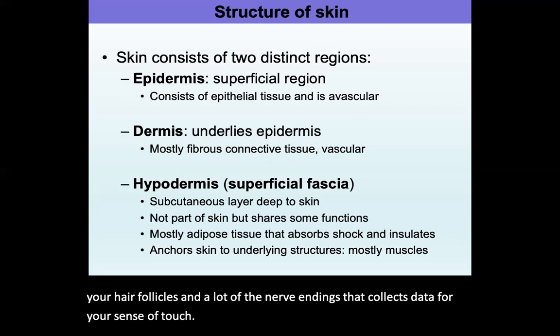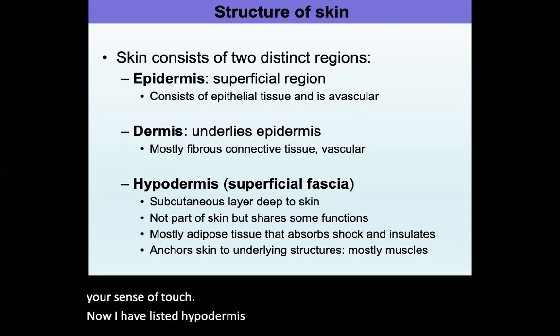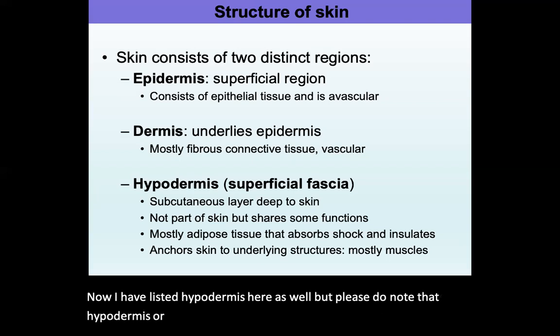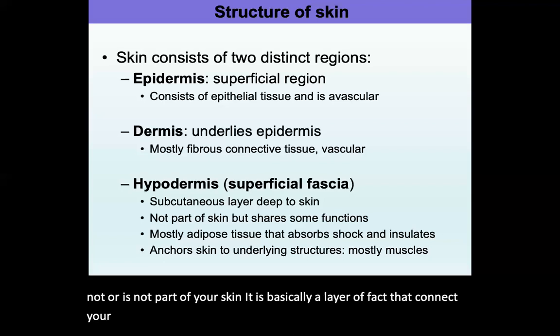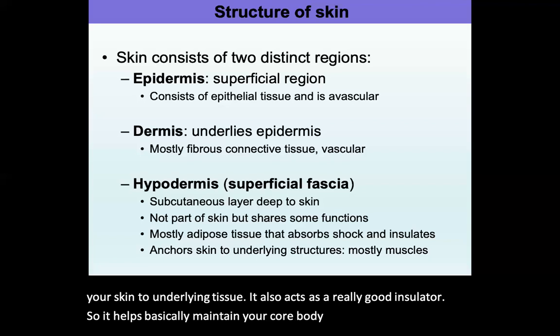Now, I have listed the hypodermis here as well, but please note that the hypodermis, or superficial fascia, or subcutaneous layer, is technically not part of your skin. It is basically a layer of fat that connects your skin to the underlying tissue. It also acts as a really good insulator, so it helps maintain your core body temperature.